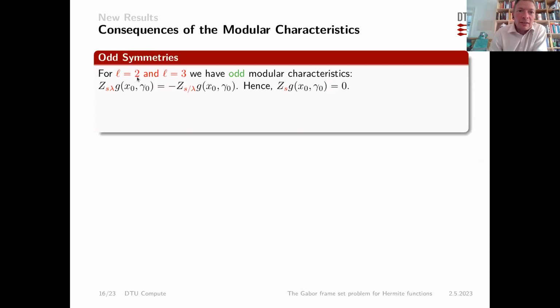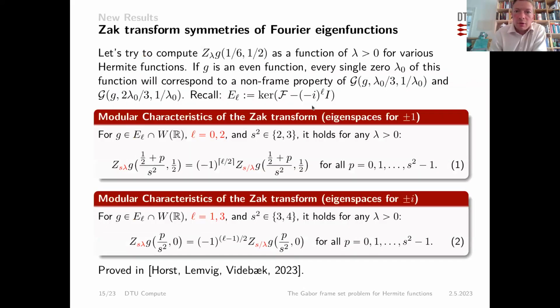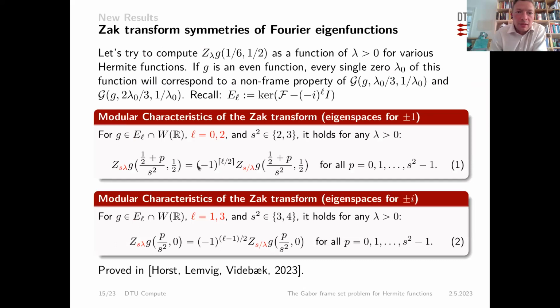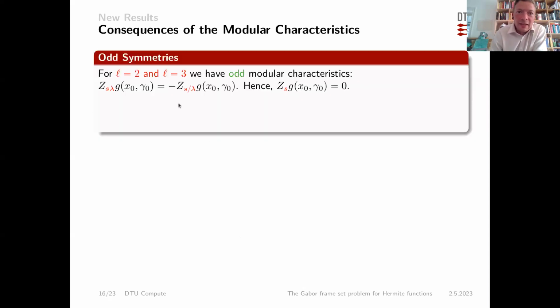But when L is equal to 2 and 3, so L, remember, corresponds to the value of the eigenvalue of the Fourier transform, we have odd modular characteristics because there comes a minus in front of it, and the minus here is important. Remember, when L is equal to 2, there's a minus 1 here, and if L is equal to 3, there's also a minus in front. These I call odd modular characteristics. They give the following property: the SAC transform evaluated at some points gives you the same with a minus in front, and then the reciprocal of lambda.